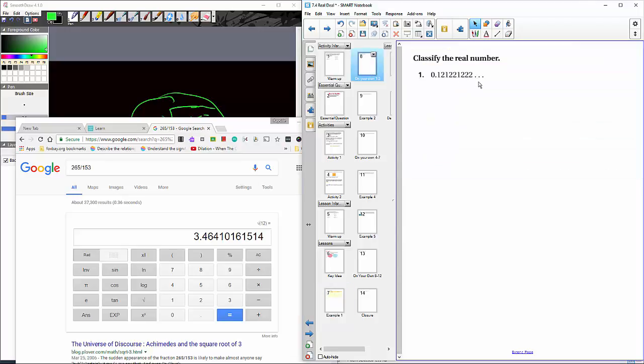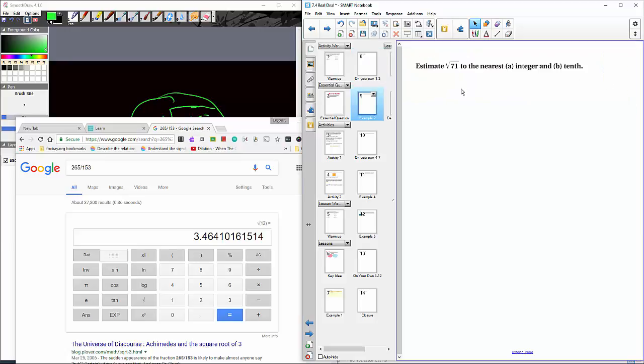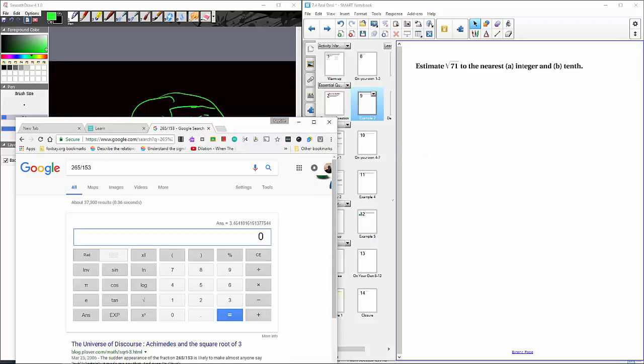So I'll classify this one here. What would this be? This one here would be an integer, because it's going to be a perfect square and it has a negative. This one here, the cube root, this will be irrational. This one says estimate square root of 71 to the nearest integer. So let's think about my squares, right, for a second. What times what is close to 71? Well, 8 times 8 is 64, and 9 times 9 is 81.